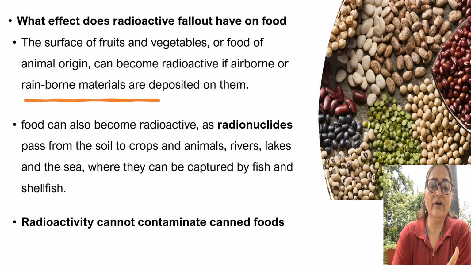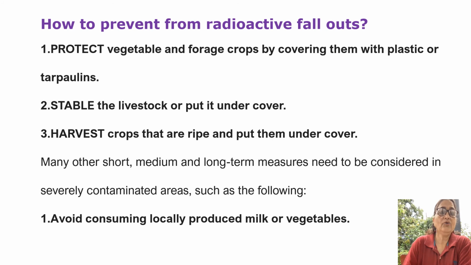So radioactivity cannot contaminate canned foods. So we should always protect our foods in plastic wares or in cans, because the radioactive substances cannot penetrate the metal. How to prevent radioactive fallouts? The first preventive measure is that vegetables and forest crops should be covered by plastics or tarpaulins, and we should keep our livestock under cover. We should harvest our crop earlier than ripening if some fallout occurs, and we should avoid locally produced milk and vegetables if at that place some radioactive fallout occurs.